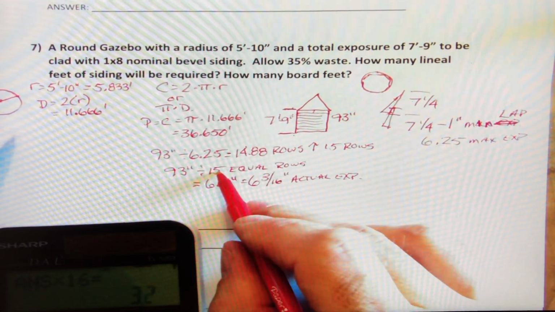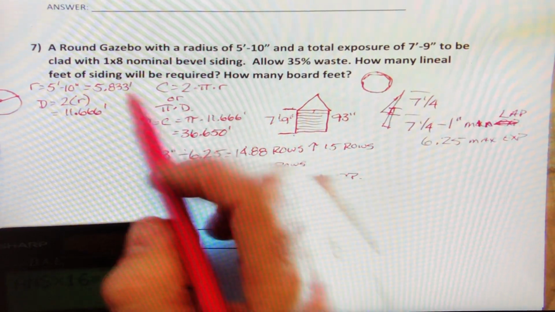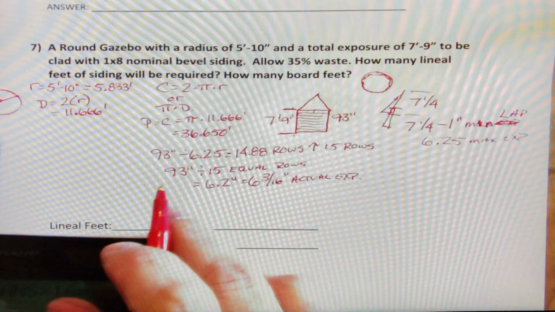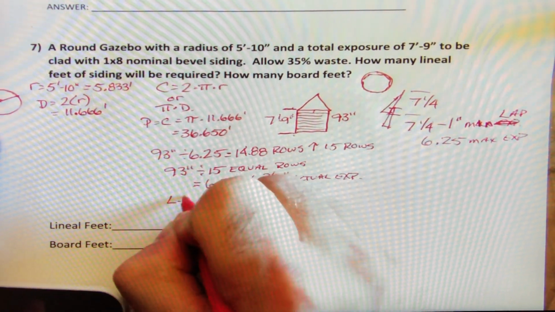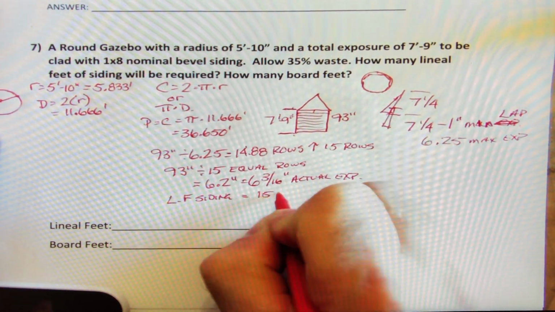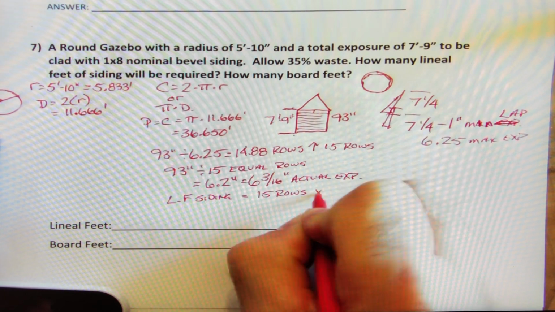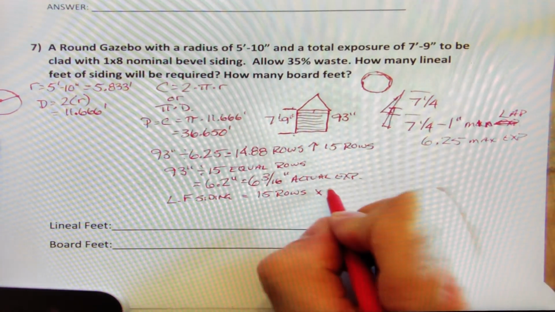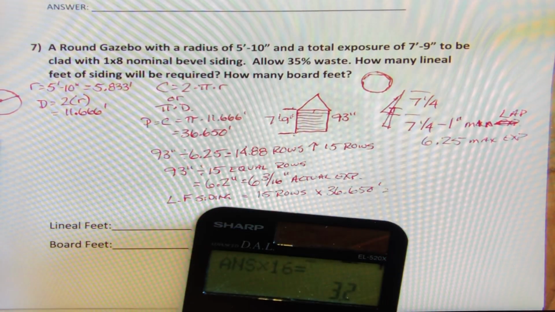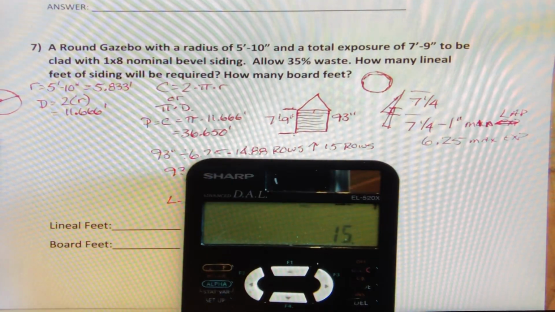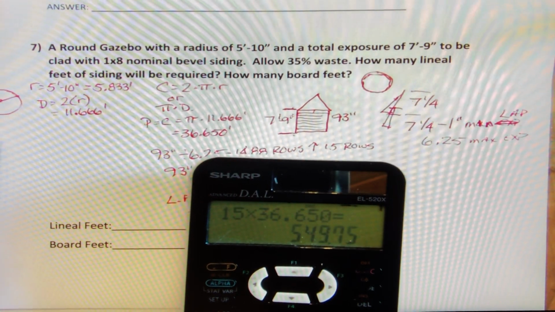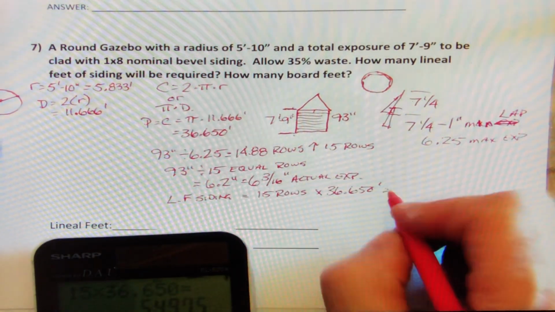I know that I have to go around this building 15 times, and the building I know is 36.650. So that will give me my lineal footage. My lineal footage of siding is equal to 15 rows times 36.650 feet, equals 549.75 feet.